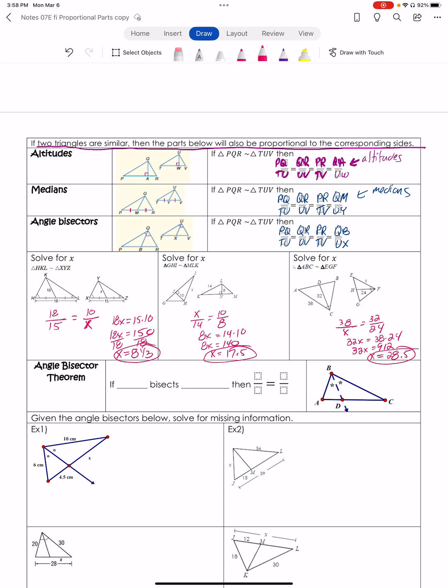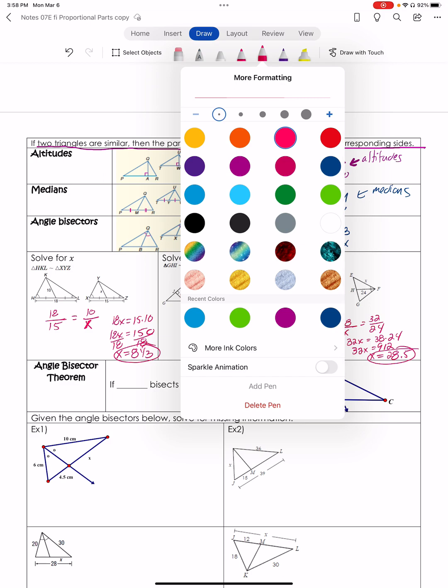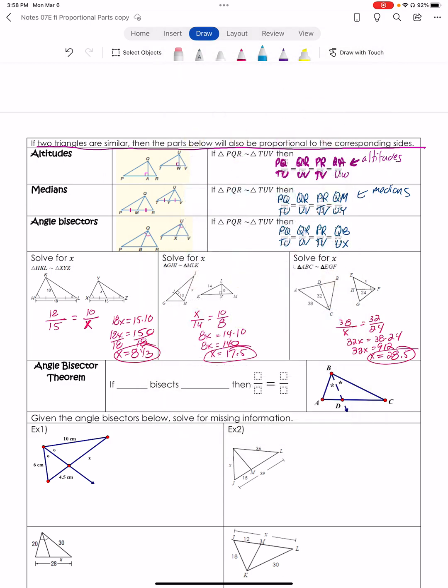So just pretty simple. For the medians, you just set up a proportion because all of those parts are proportionate to each other. Last thing is what's called the angle bisector theorem. So this one's a little bit more interesting. I do the proof on the front with this, but you don't need to worry about that too much.